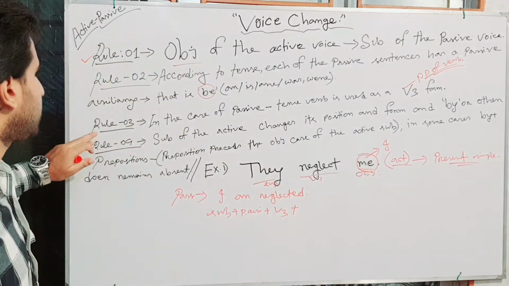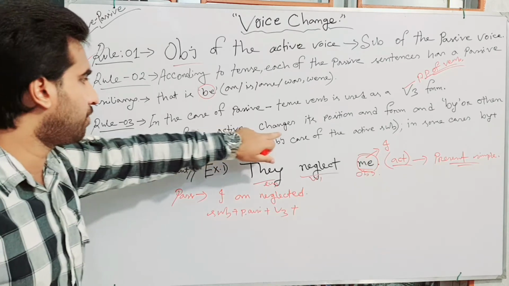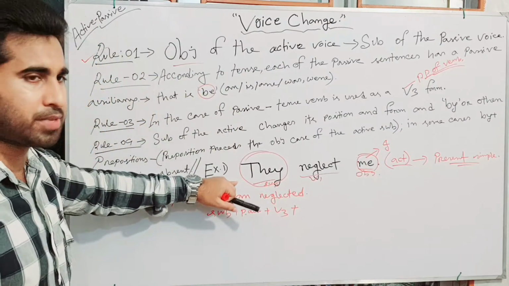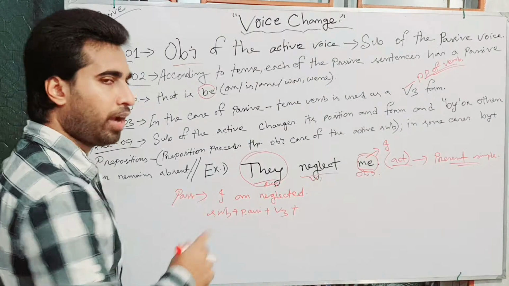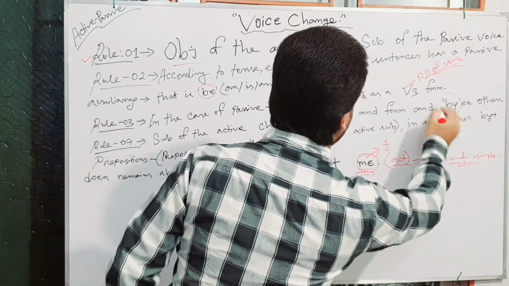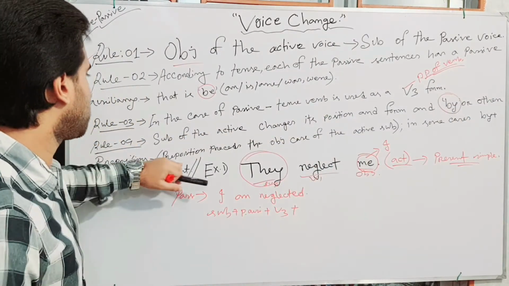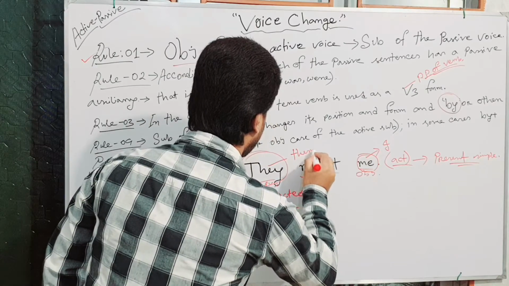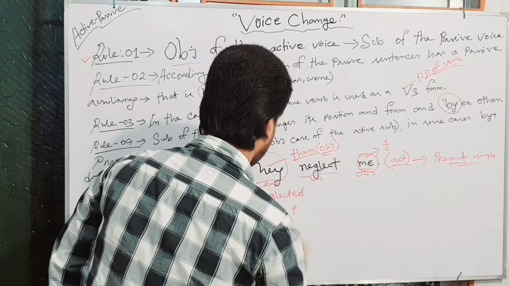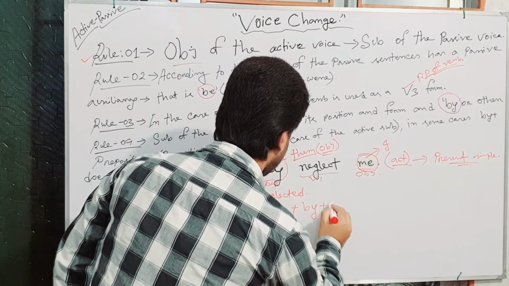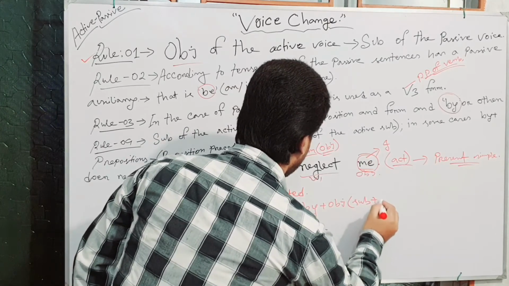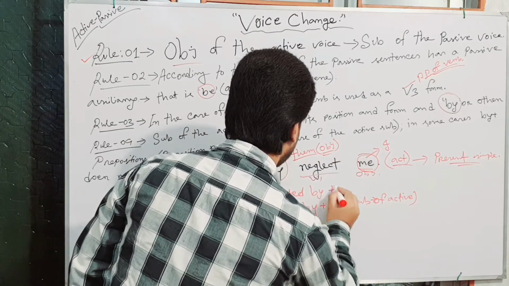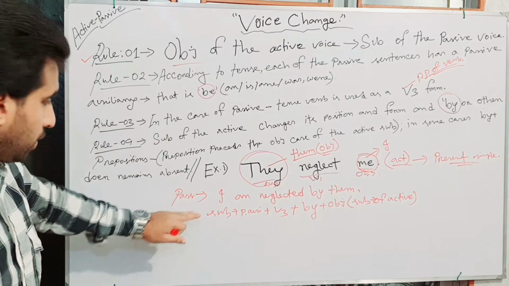Plus, the next rule is rule number 4: the subject of the active changes its position. Here in the active, they is the subject of the active voice. It changes its position and also its form, and by or other prepositions precede the objective case of the active subject. So they is them, the objective case. Here is by plus the subject of the active. So by them.